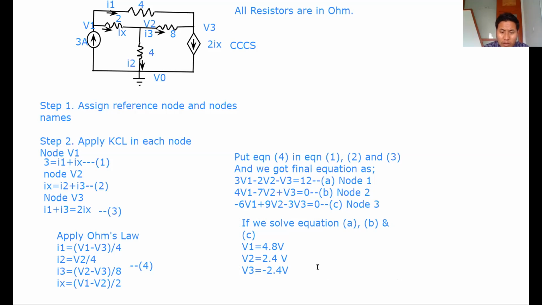Similarly, once we have these node voltages, we can determine Ix. To determine Ix, it is V1 minus V2. V1 is 4.8, and V2 is 2.4. So the current Ix is equal to 4.8 minus 2.4 divided by 2. If you divide like this, you will get 1.2 ampere. I think it's correct, no? 4.8 minus 2.4 divided by 2. Okay, 1.2 ampere.